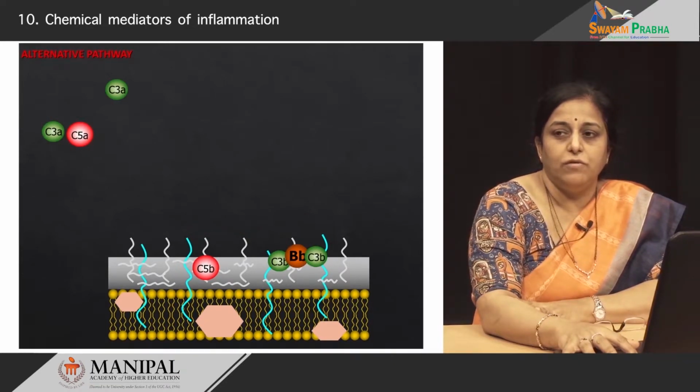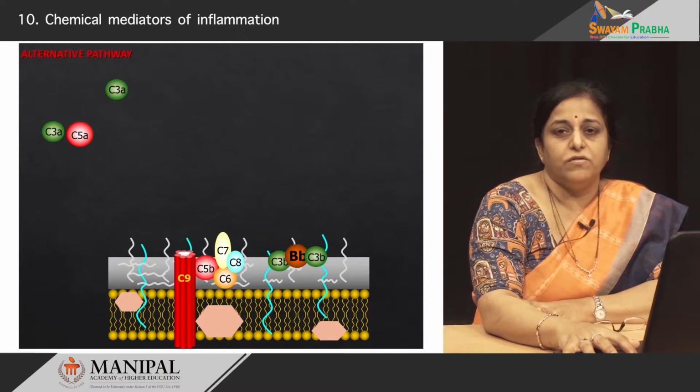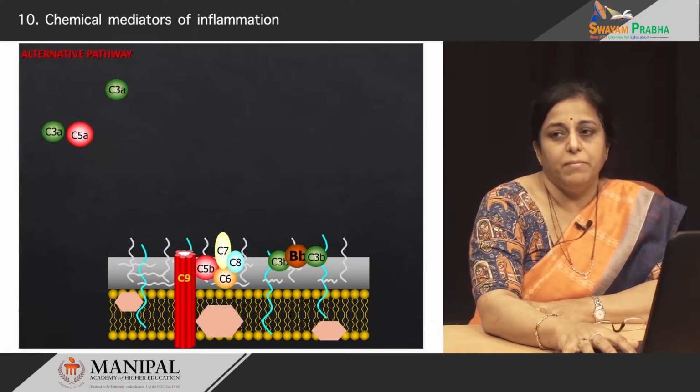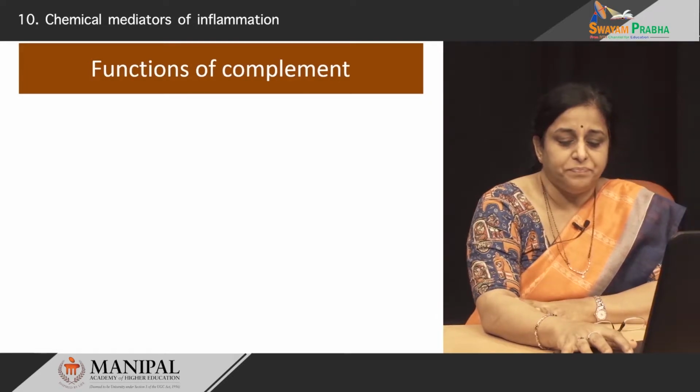C5b attaches to the cell wall, and the subsequent steps that you saw in the classical pathway are formed in the alternate pathway as well, and you have the C9 which is formed, drills holes on the cell membrane of the bacteria and is the membrane attack complex.